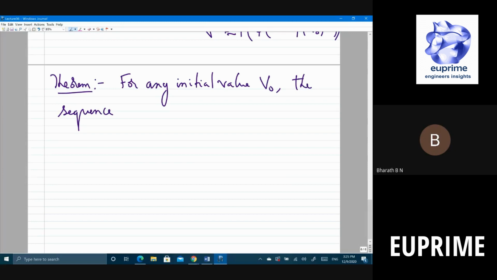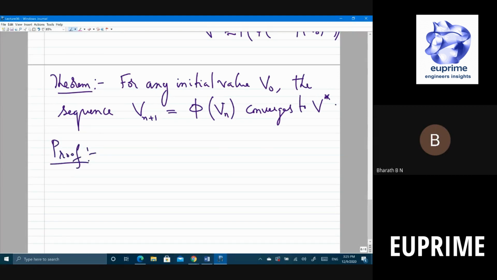Okay, so if you look at the sequence V_{n+1} = phi of V_n, it converges to V star. Okay, so let's look at the proof of this. Why is this true? Essentially we have to prove that this phi is Lipschitz continuous, gamma or nu Lipschitz. First step, first claim: phi is nu Lipschitz. Okay, this is the claim.